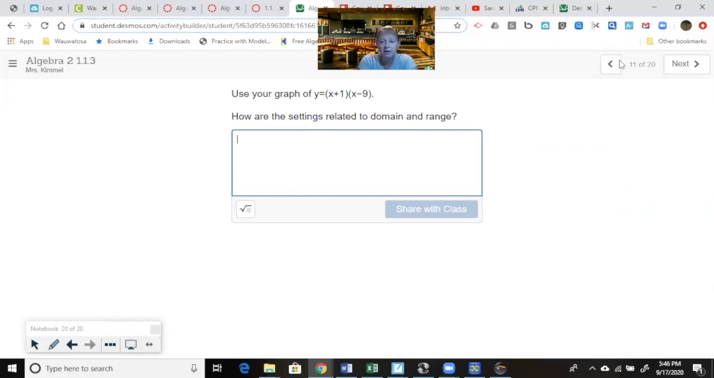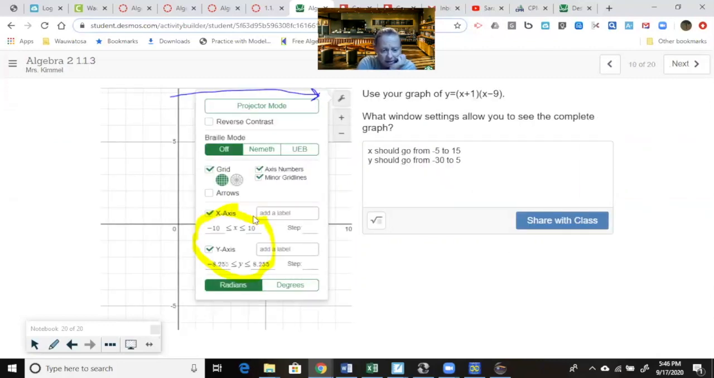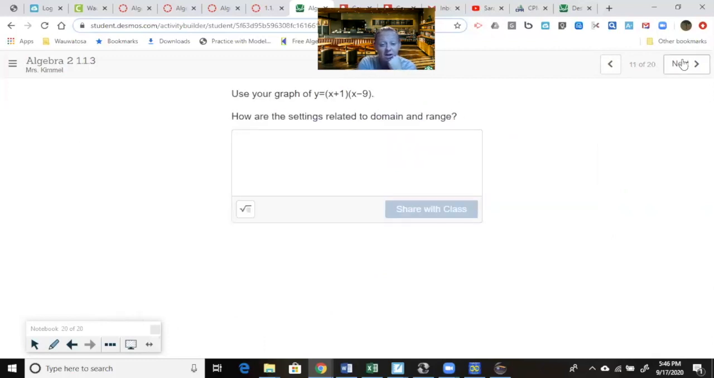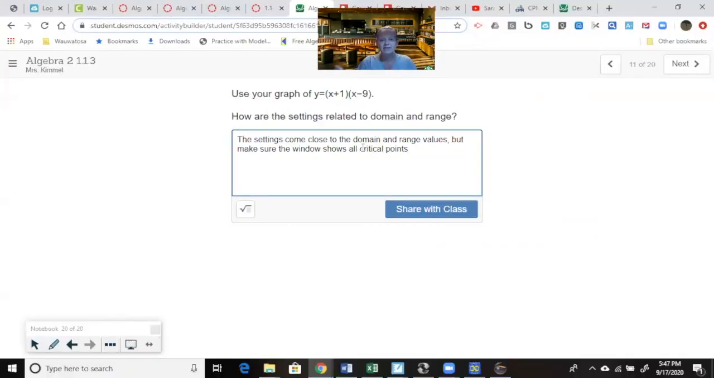So again, going back into Desmos just to show you what it looked like. Oops, sorry, clicked too many times. So right here, what x-axis? And ironically, it's written in compound inequality, which is exactly what we need to write the domain and range. So Desmos was really very awesome. So how are the settings related? See, my screen should show me all my critical points, x and y intercepts, the vertex.